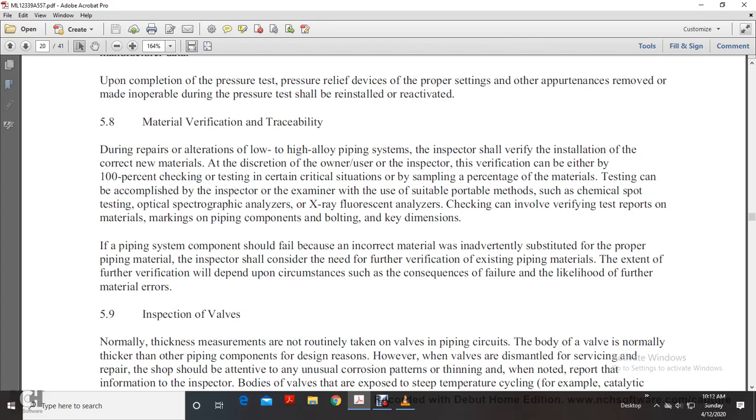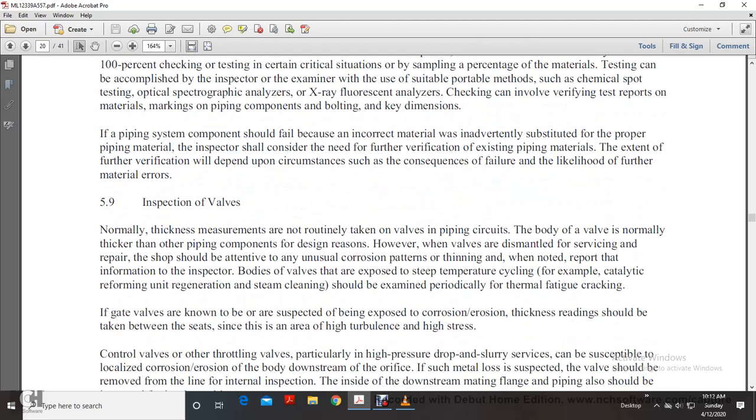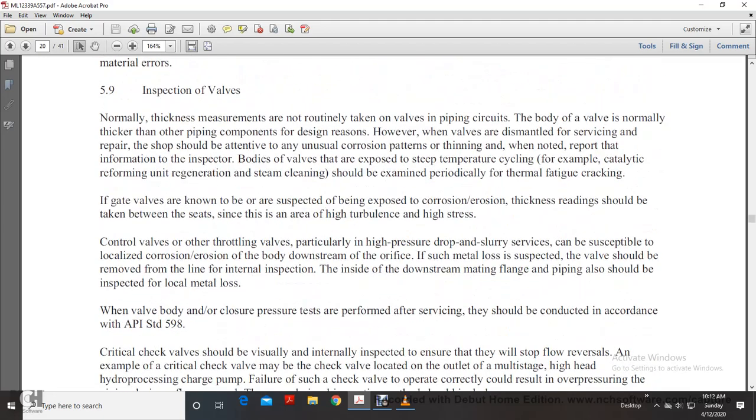Methods include chemical spot testing, optical spectrographic analysis, X-ray fluorescent analyzer checking, and verifying test reports and material markings of the piping components by the owner or both, in key dimensions. If a piping system component fails to be the correct material, having been inadvertently substituted for the proper piping material, the inspector should consider the need for further verification of existing piping materials. The extent of further verification depends upon the circumstances, the consequence of failure, or the likelihood of material errors.